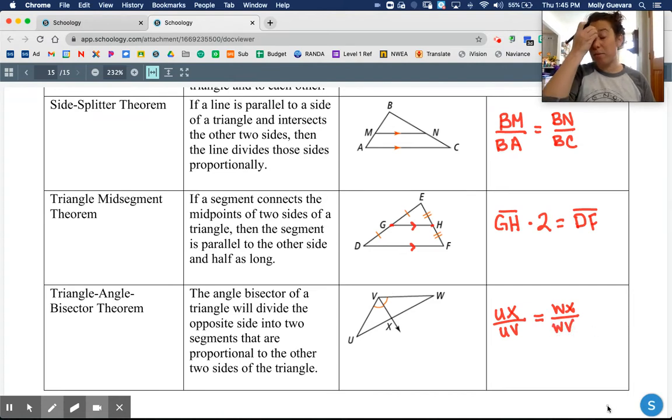And again, remember, you can set up that proportion in other ways. You can say UX over WX equals UV over WV, right? There's multiple different ways you can set up the proportion, but this is the generic makeup. So the 2 sides that are created by splitting them through the angle bisector are proportional to the 2 original sides of the triangle. So we're going to use these 3 theorems today to create lots of different proportions and solve problems. So let's go back to 7.5 and finish it up.